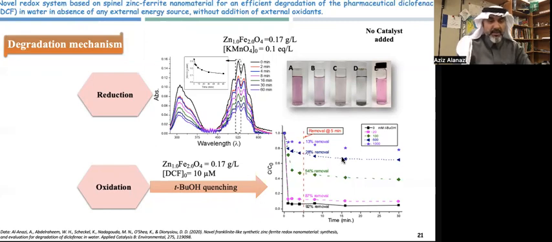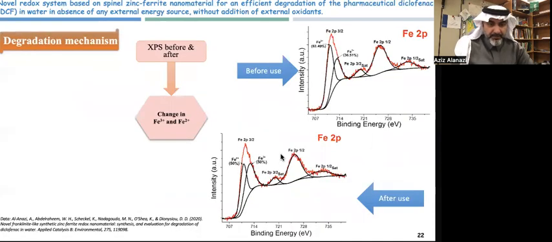Also for the oxidation, we use quenching agents. For example, here we use no quenching agents for the hydroxyl radicals, and once we add less of the quenching agent, tert-butanol, we had more degradation. Once we added more quenching agent, we had no degradation of the target contaminants.